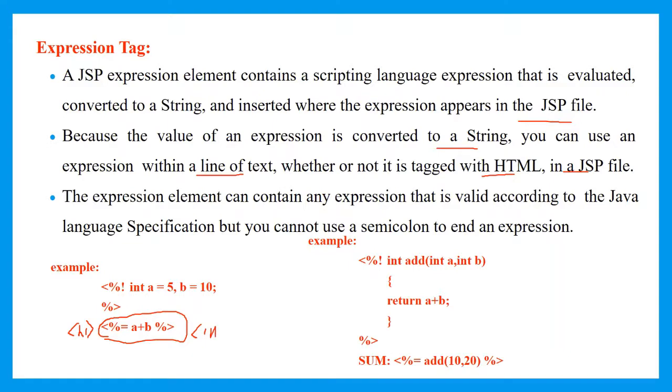The expression element contains any expression that is valid according to the Java language specification, but we cannot use a semicolon at the end of the expression. Here we are not going to make use of any semicolon. We will just specify a plus b, or within brackets (a plus b). There is no need to specify the semicolon.